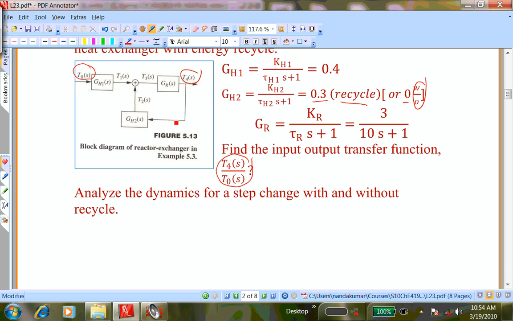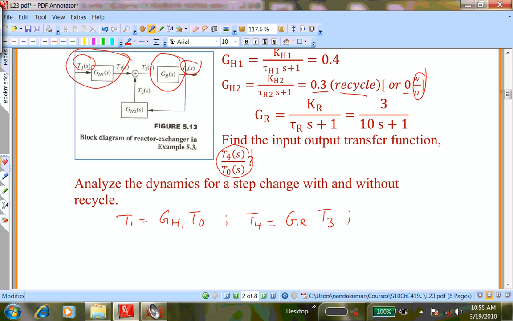Write the equations for each one. So if I take, for example, T1 to T0, the very first block, I'm looking at this block. Okay. So the equation would be T1 is equal to GH1 times T0. Okay. So that is the input-output relationship. Then take this block. What would that be? T4 is equal to GR times T3.